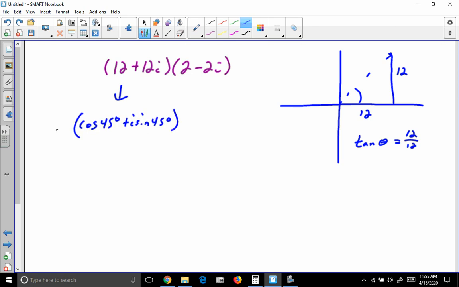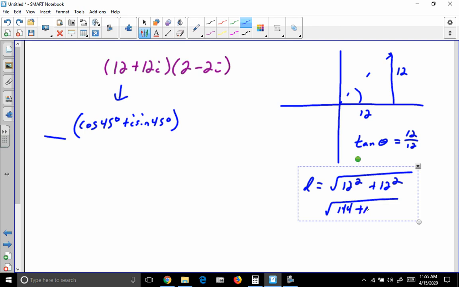We just need to put the radius out front, or the magnitude, the absolute value. So the distance for that one is the square root of the real part squared plus the imaginary part squared. So that's 144, and that's 144. We could add those together and get 288, or let's call that 2 times 144.